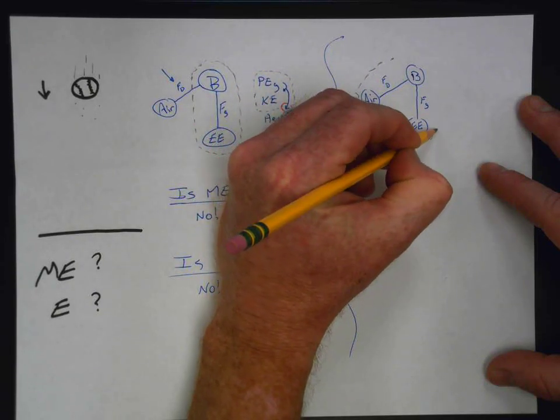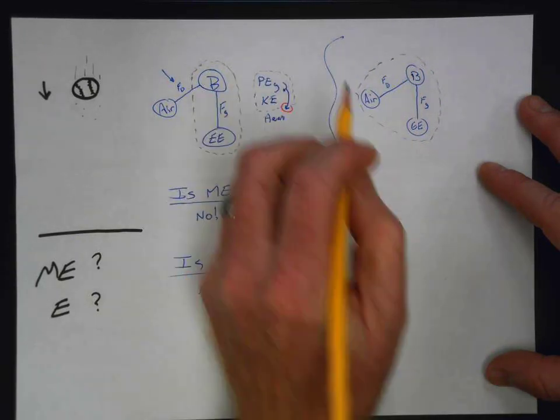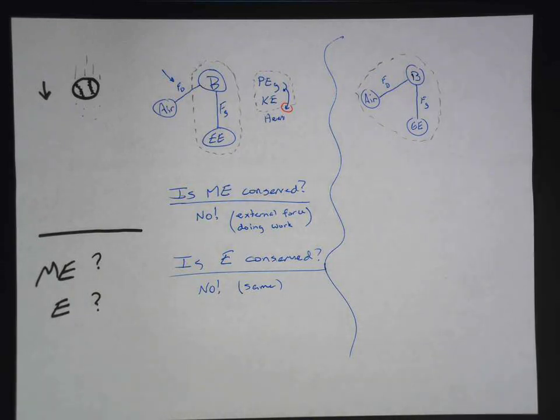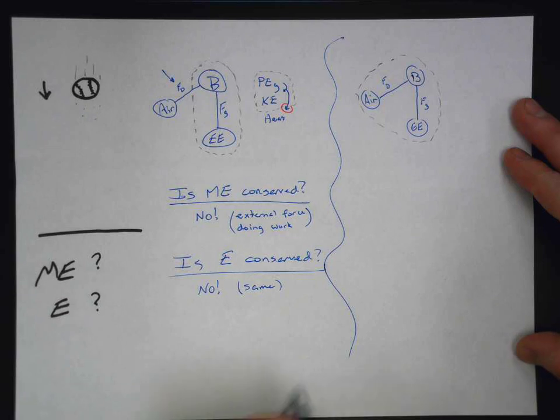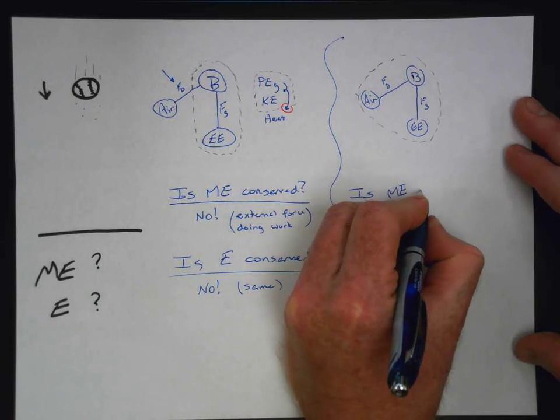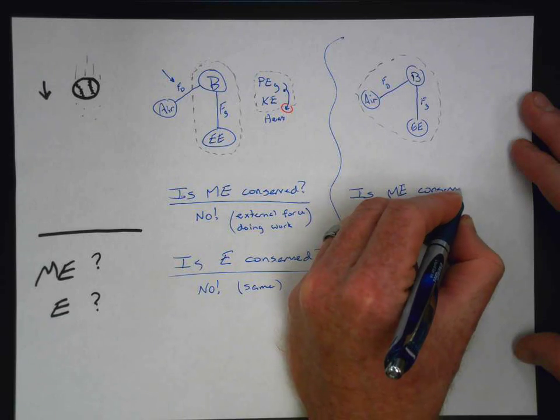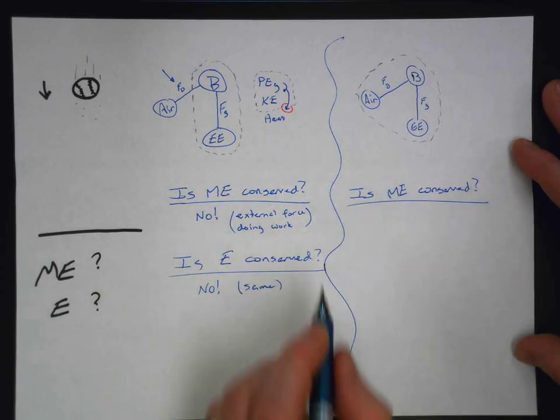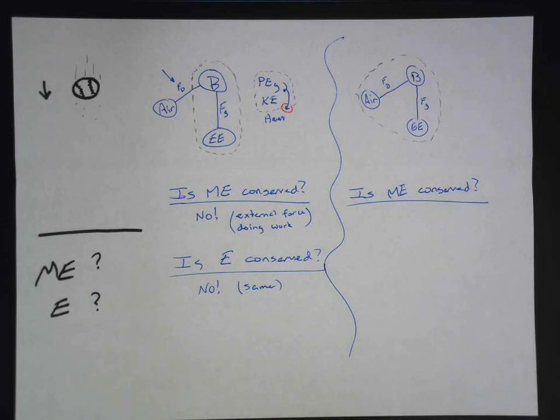This time, I'm going to define the system this way. I'm going to include everything: the ball, the entire Earth, and the air is now part of the system. Okay, well, I'm going to ask myself the same questions. Is mechanical energy conserved? Question mark. And what do you think?